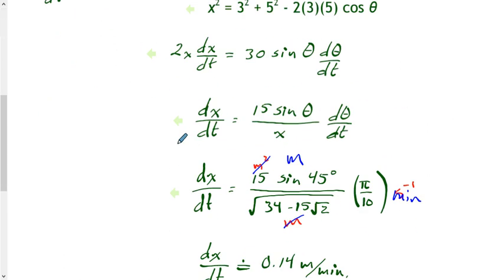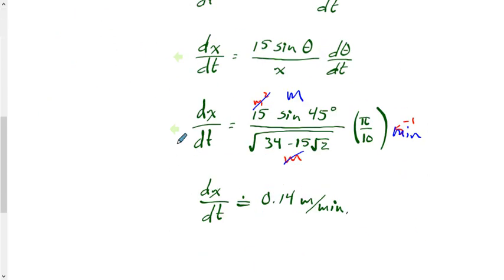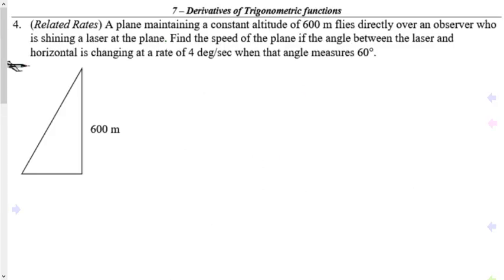One more question. Another related rates question. Suppose we have a plane. It is maintaining a constant altitude of 600 meters. So this is going to be a constant, so I put in a number instead of a variable. It's going to fly directly over an observer, and we're going to have the observer at this point, and then the plane directly over the observer here, and then it's going to fly away from the observer in that direction.